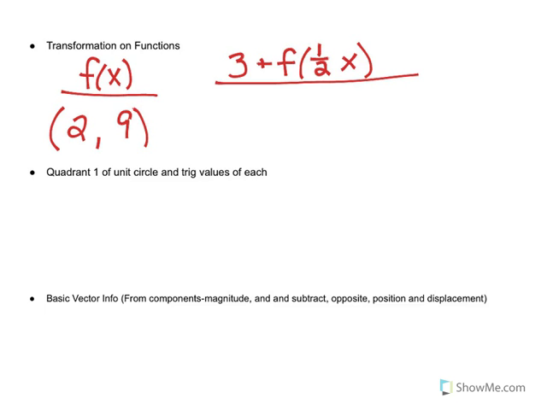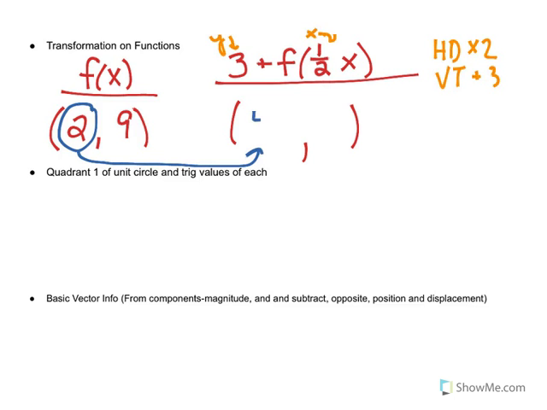So sometimes we can have one transformation in the y direction and one in the x direction. And remember, they don't affect the number of the other. x affects only the x and y affects only the y. So we have a horizontal dilation times 2 and a vertical translation plus 3. That would mean when I go to make this point, for the x value, I'm going to multiply it by 2 and get 4. And for the y value, I'm going to add 3 and get the value of 12.